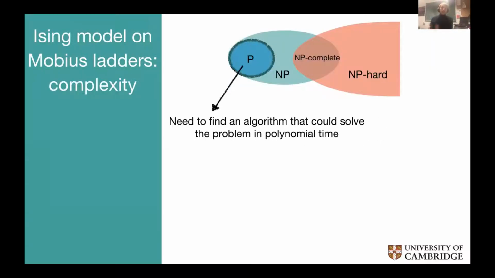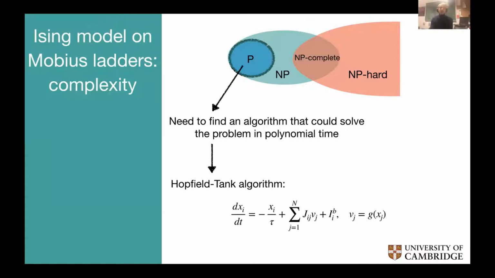And the question is, what is the complexity of these problems? To answer this question, if we claim that these problems are simple to solve, the only thing that we need to show is that there exists at least one algorithm that can solve them in polynomial time. And after a few trials, lucky for us, we found this algorithm, which turned out to be the famous Hopfield-Tank algorithm. It was introduced in the 80s by Hopfield and Tank in the context of associative memory. And the equation is shown here.